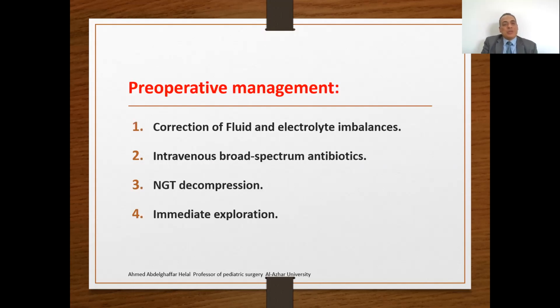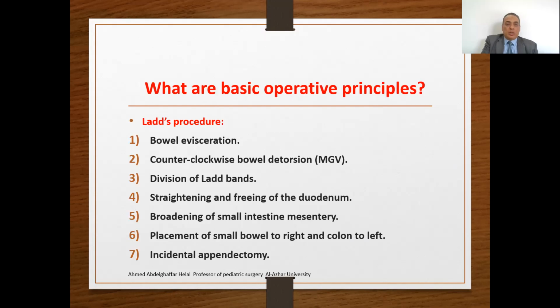The preoperative management will include correction of fluid and electrolyte imbalance, intravenous broad-spectrum antibiotics, and nasogastric decompression, followed by immediate exploration. What are the basic operative principles? The basic operative principles for correction of intestinal malrotation remain unchanged, as first described by Ladd and named Ladd's procedure in 1931 and 1936. The steps can be summarized as follows.